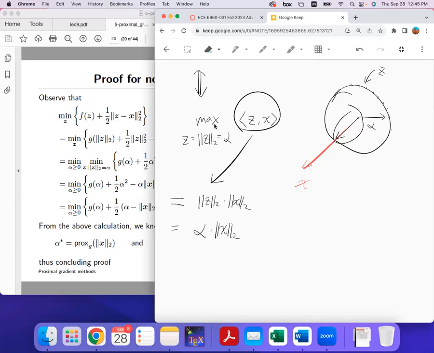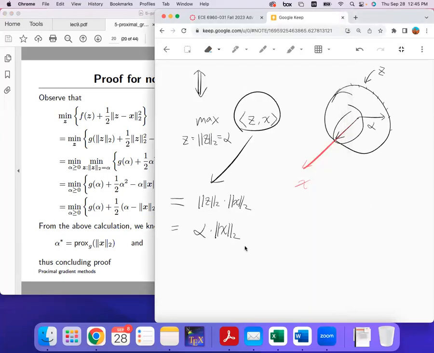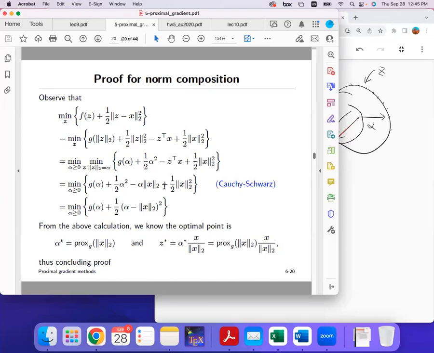So this shows that the maximization of this shows that the minimization of this negative inner product is negative alpha times, right? It's negative alpha times the L2 norm of x. Okay, so this is the solution to the inner minimization problem.